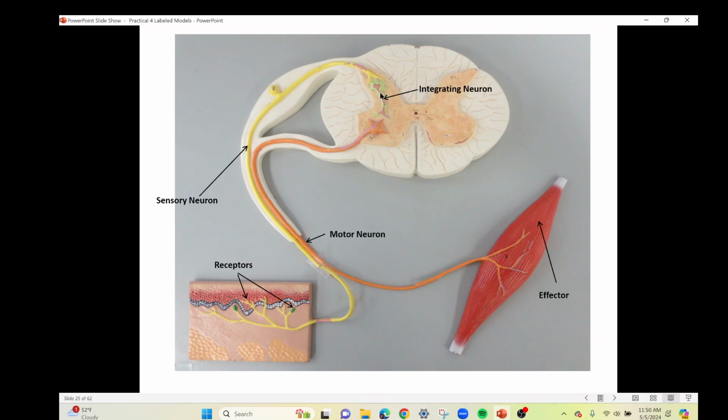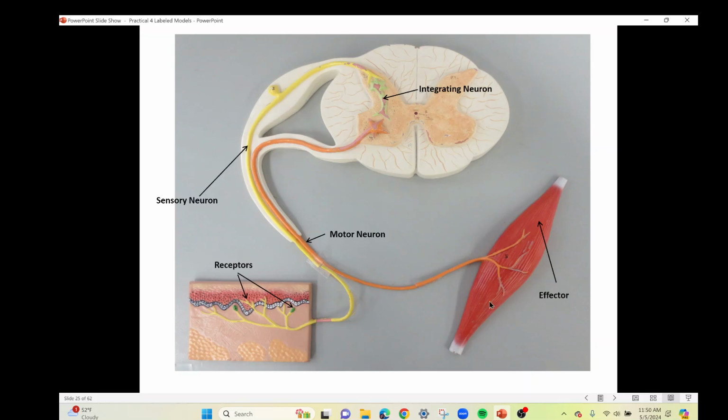If something needs to be done, the integrating neuron is going to communicate with the fourth part of the reflex arc known as the motor neuron. Again, notice the cell body of the motor neuron lives in the anterior horn. The axon leaves through the anterior root and it's going to go out where it's going to stimulate something that's going to respond to the change, to the stimulus. The part of the body that's going to respond is known as the effector.